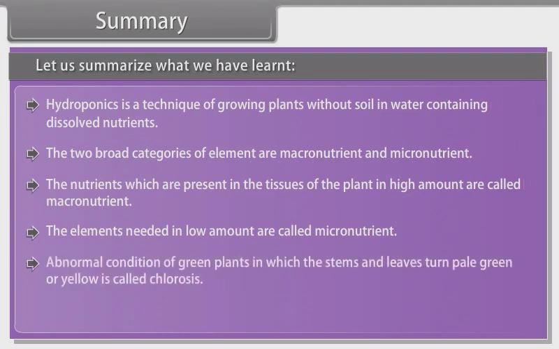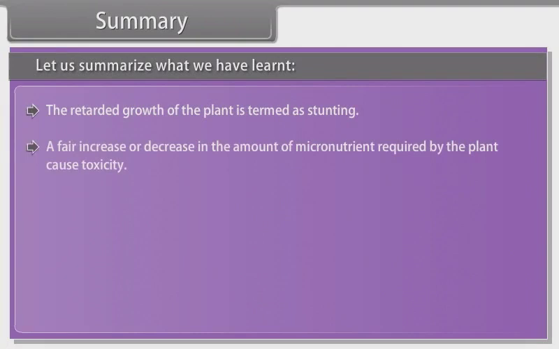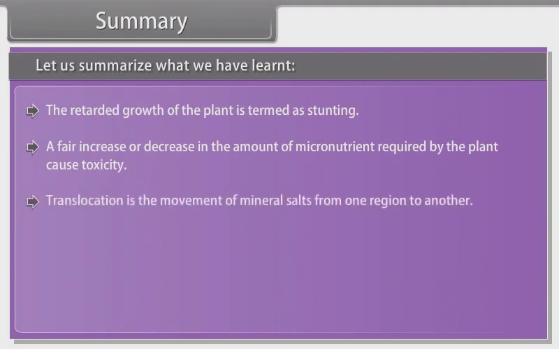Abnormal condition of green plants in which the stems and leaves turn pale green or yellow is called chlorosis. The localized death of tissue of leaves is called necrosis. The retarded growth of the plant is termed stunting. A fair increase or decrease in the amount of micronutrient required by the plant causes toxicity. Translocation is the movement of mineral salts from one region to another.